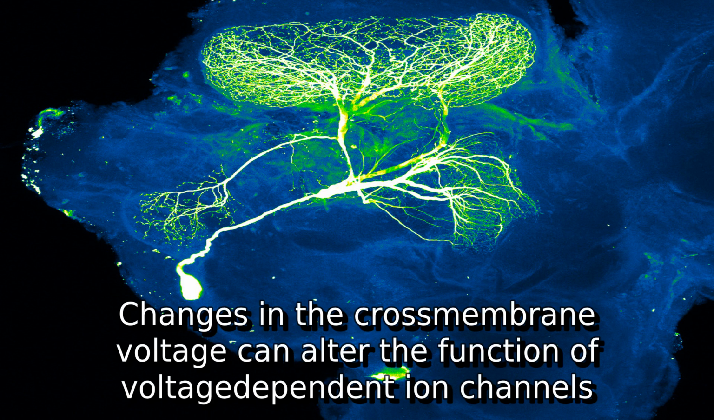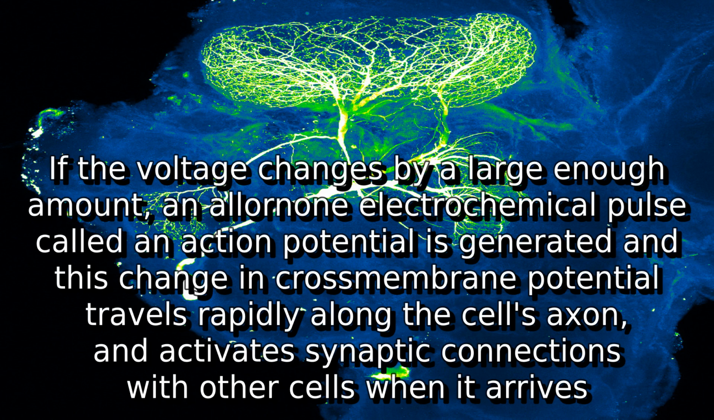Changes in the cross-membrane voltage can alter the function of voltage-dependent ion channels. If the voltage changes by a large enough amount, an all-or-none electrochemical pulse called an action potential is generated, and this change in cross-membrane potential travels rapidly along the cell's axon and activates synaptic connections with other cells when it arrives.